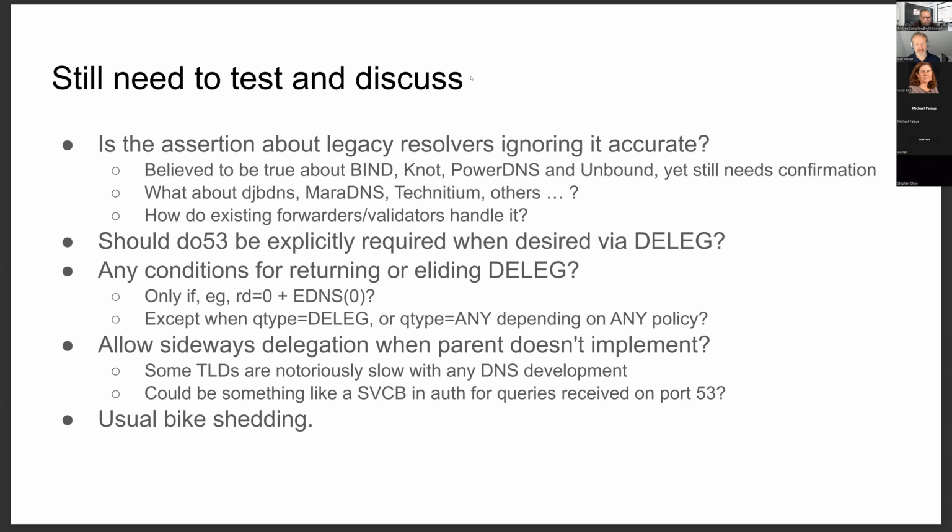And then there's the question, should we do an EDNS option? What should happen if I do a QTYPE for DELEG? There's a bunch of DNS things that need to be worked out before we probably do a 0.0. And the sideways delegation is something I'm not very fond of, but some authors think it would be good to have something that doesn't require full DELEG integration at a TLD or parent level, but I don't think that's really right. And then there's bikeshedding and what have you.